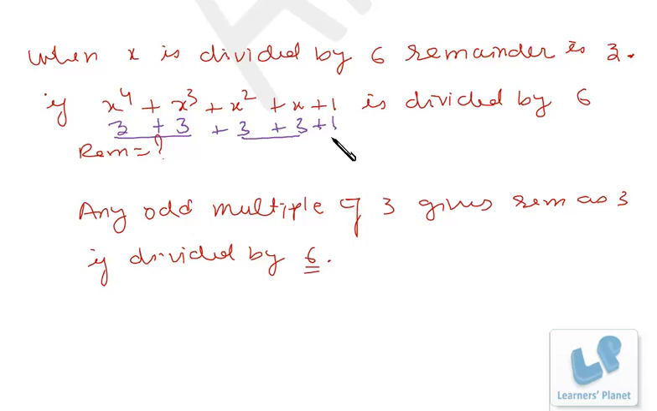So you see, if you are conceptually clear that any odd multiple of 3 gives remainder as 3 if divided by 6, the same we have applied over here, and the question can be solved in just less than 20 seconds. Okay, so the final remainder is 1. Okay, good one.